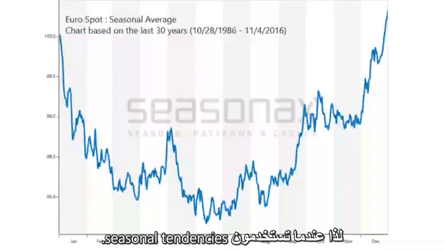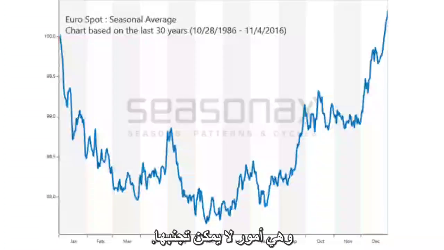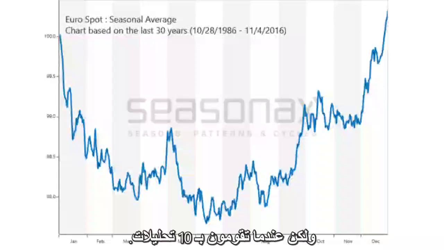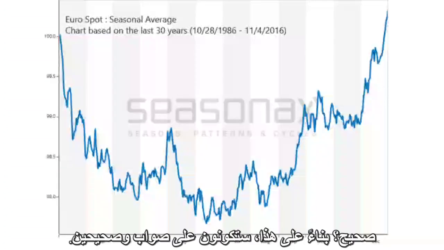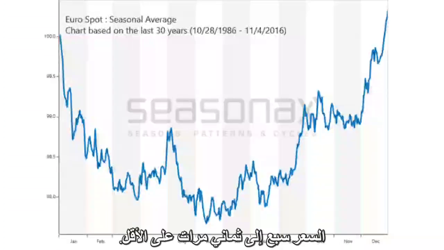So when you're using these seasonal tendencies or any other concept, there will always be times you're going to be wrong, and they are unavoidable and inevitable, right? But when you do 10 analyses based off of this, you'll be right and correct more than you're wrong, which means out of 10 you're going to be right about price at least 7 to 8 times, right?